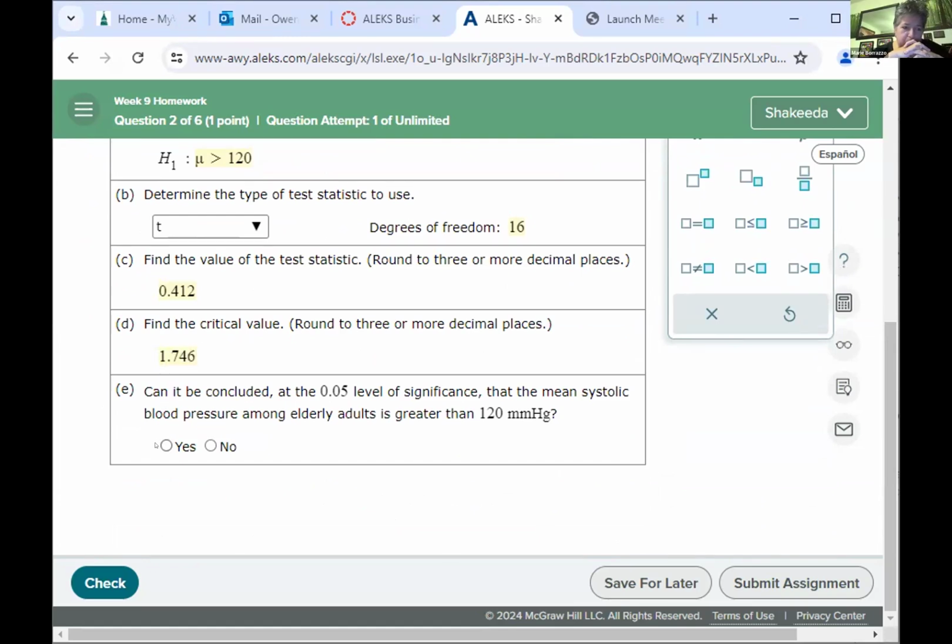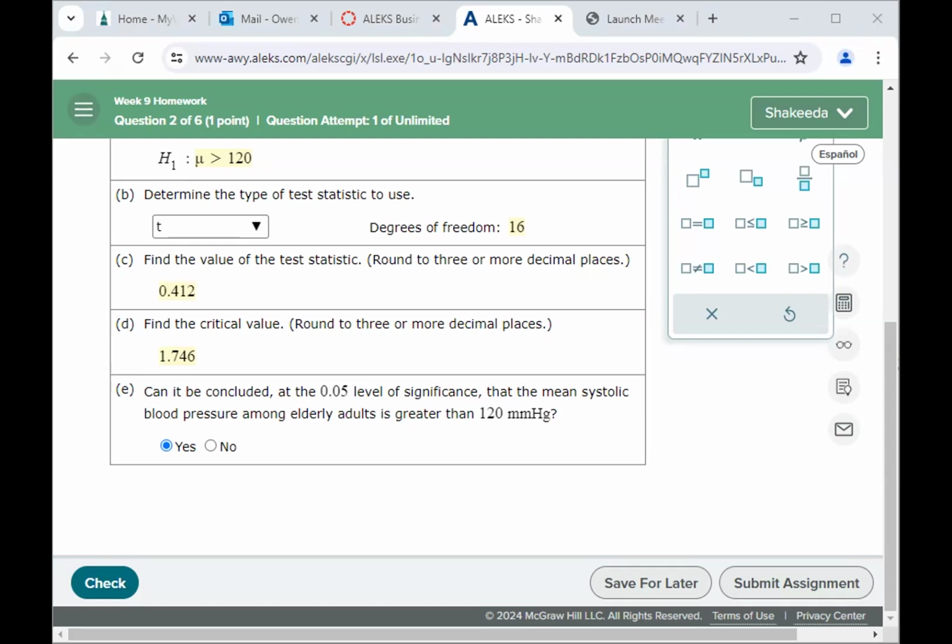Now this is the one I have to read slowly. Yes, because it is greater than. So hold on, 1.746 is greater than 0.05. Am I reading it right? So the test statistic is the OV, and the OV is greater than the CV. The CV, the critical value, is 1.746.